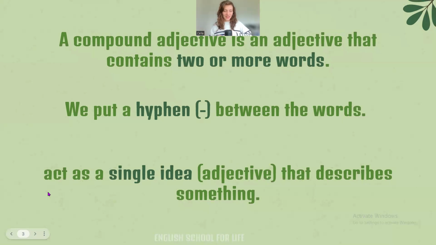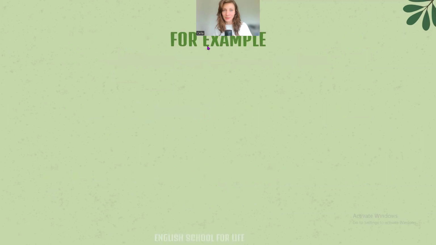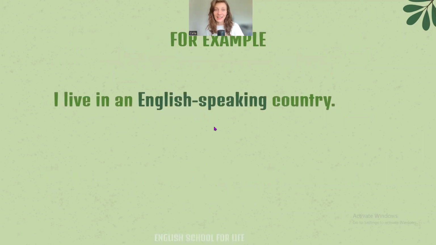Why do we use them? So, as I've said, they have many benefits. First of all, we can put a single idea into this compound adjective to describe something, which usually is a noun. Most of the times it would be a noun. Now, for example, I live in an English-speaking country. So as you can see, it is more concise. It is very nicely structured. It helps me to express myself faster and it sounds more advanced. It's more like a native language, right? It sounds more native. I live in an English-speaking country.